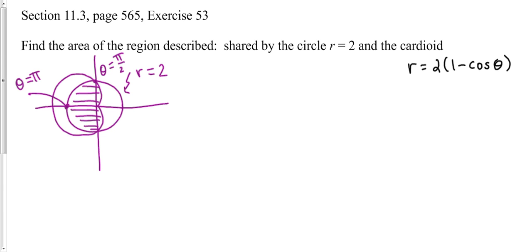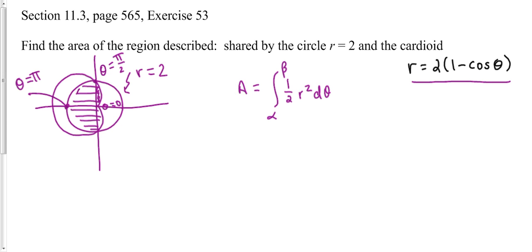Now we have to remember that the formula that we have in this section for finding the area of a region is A equals the integral from alpha to beta of 1/2 times r squared, or f of theta squared, d theta. But this region exists between the origin and a curve. So on this side over here, as we go from theta equals 0 to pi over 2, the curve that we're talking about is the cardioid.